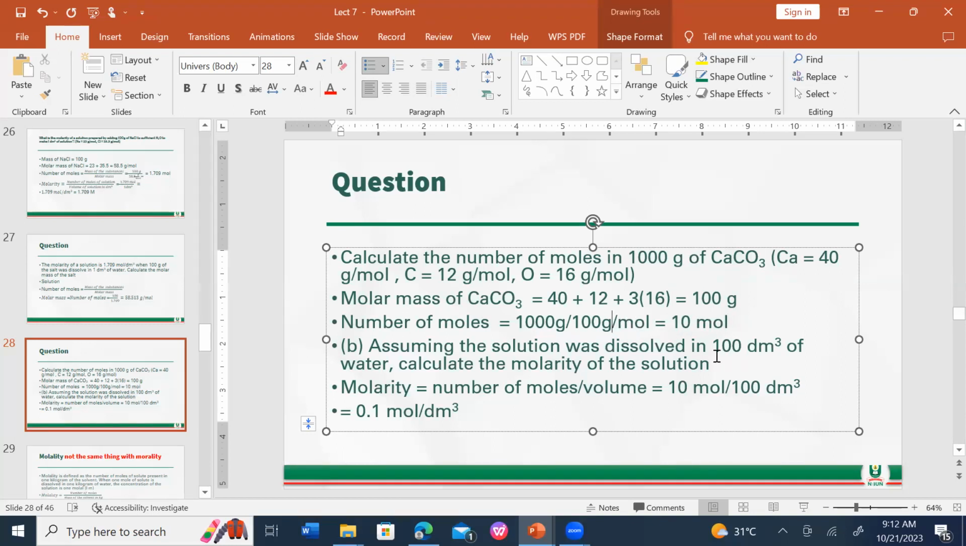So assuming you dissolve this 10 moles in 100 dm cube of water, calculate the molarity. The molarity will be the number of moles divided by the volume of the solution in dm cube. So that will be the number of moles, which is 10, divided by the volume, 100 dm cube, which is equal to 0.1 mole per dm cube. So that is the answer to that.